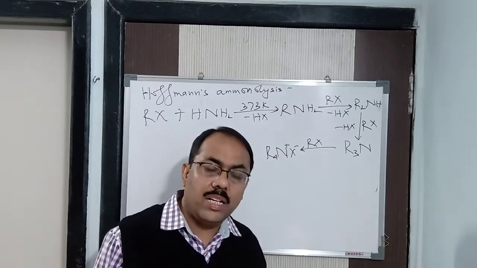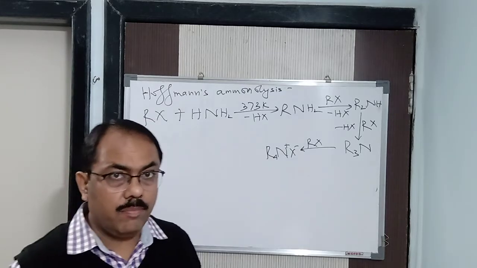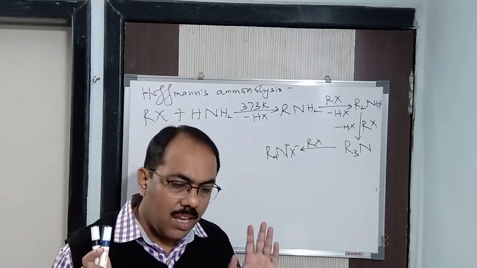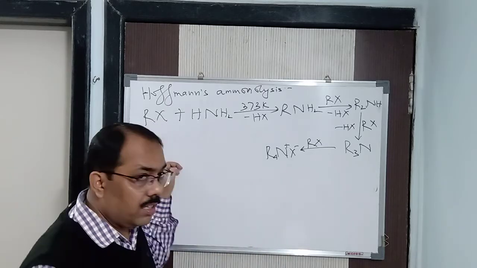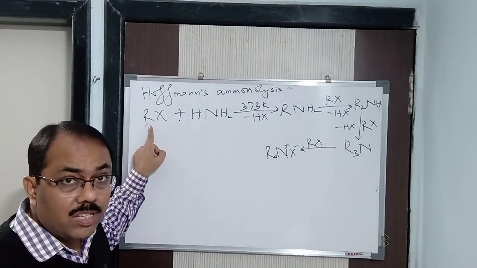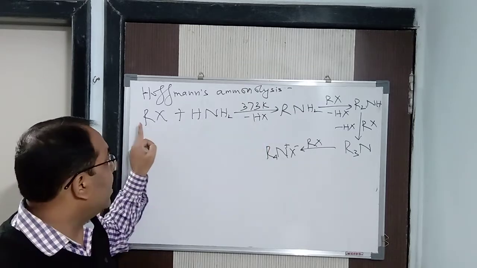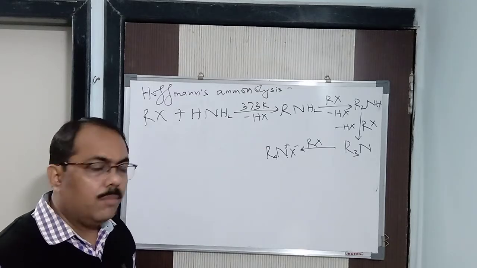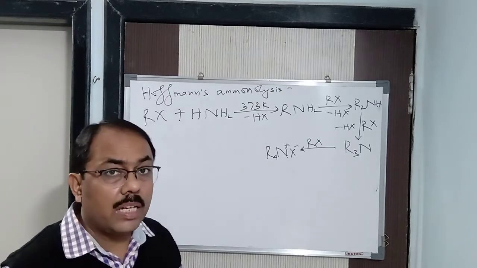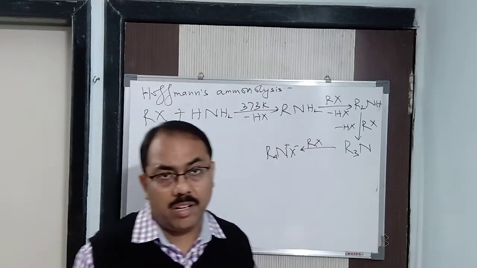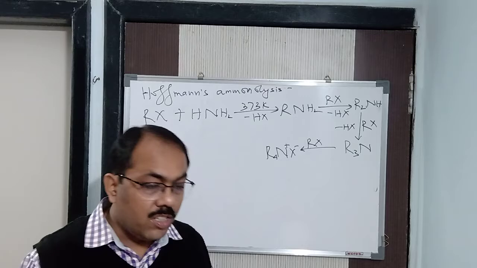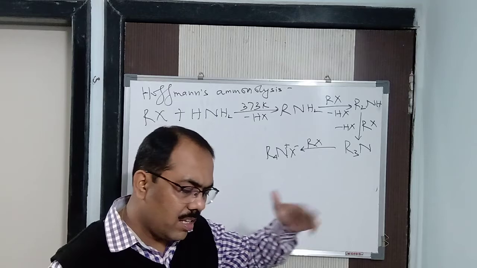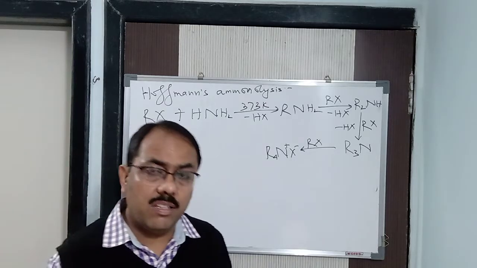Next, by this method, aryl amines, meaning aniline, benzene ring NH2, cannot be prepared. If I use aryl halides instead of alkyl halides, I will be getting aryl amines, but aryl halides do not undergo nucleophilic substitution readily, you know that, because aryl halides are less reactive in nature compared to alkyl halides. We have studied this already in haloalkanes and haloarenes. So you cannot prepare aryl amines by nucleophilic substitution reaction, that means by this method. So these are the limitations of this method. Clear?